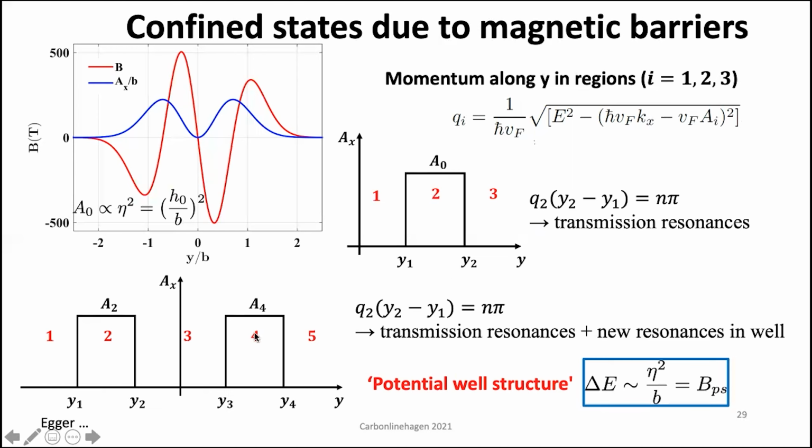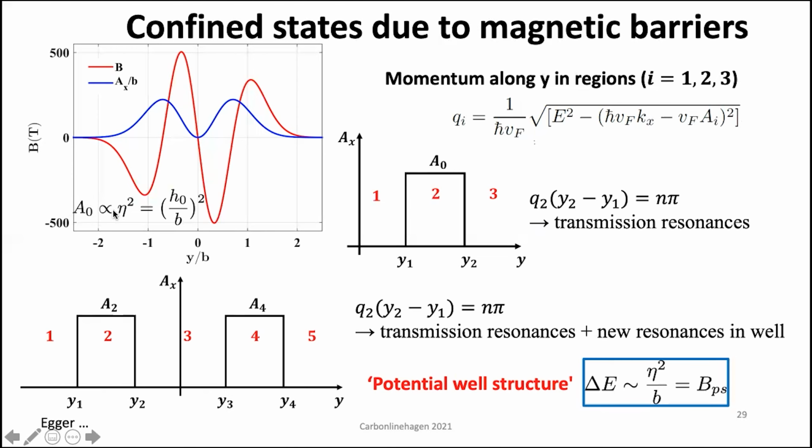When we have two barriers, we have a similar situation, the transmission through each barrier, but we will have new resonances in the well region, which are these bound states. Now, the resonances inside the well region will depend on the height of the barriers, which is given by the maximum value of A0, and the width of the barrier.